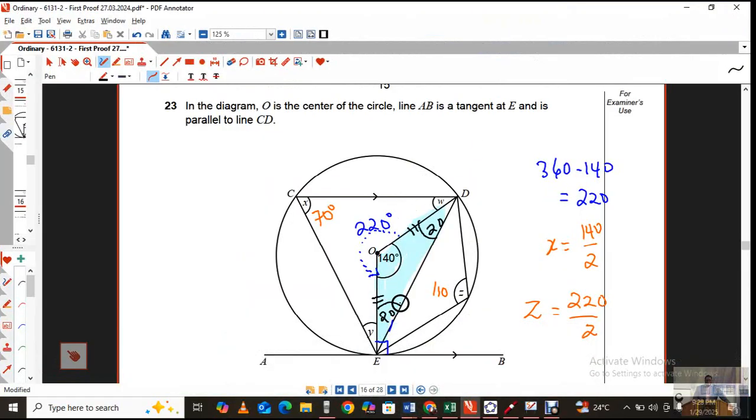Why is that important? Well, that is important because I can actually calculate my angle Y. In order for me to calculate my angle Y, I will have to understand a little something. If you look at angle Y, right? Now let us talk about the parallel lines.